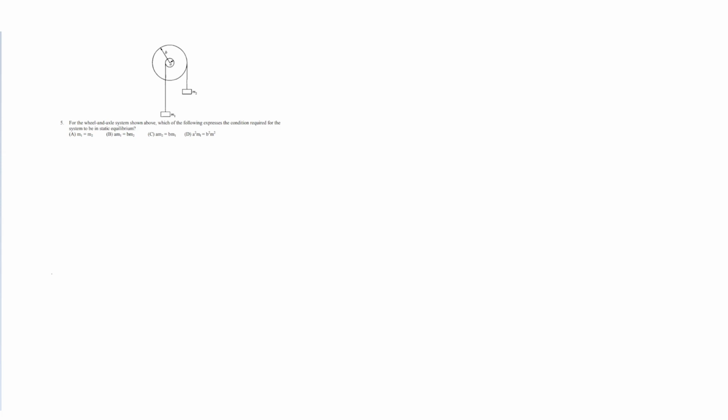So in this question, we're asked for the wheel and axle system shown above, which of the following expresses the condition required for the system to be in static equilibrium. So again, we remember that for a system that has rotational forces, we need to be in translational equilibrium and rotational equilibrium. So what needs to happen is that our F of G and our F of G from here need to be equal in magnitude, but also we see here that these masses are at a different radius from the center of this wheel.